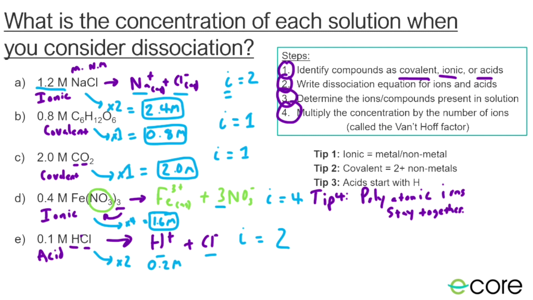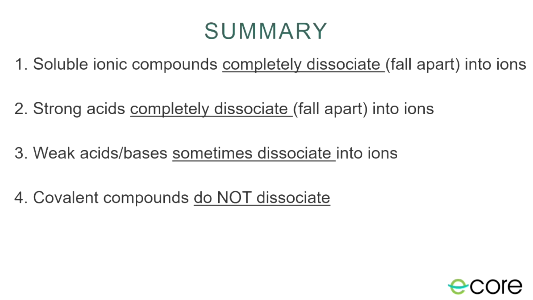Okay, so that's thinking about how different solutions behave in terms of dissociation. Remember, quick summary here. Our soluble ionic compounds completely dissociate or fall apart into ions. Our strong acids completely dissociate or fall apart into ions. Our weak acids or bases sometimes dissociate, maybe 1 out of 1,000 splits apart, and our covalent compounds never dissociate.